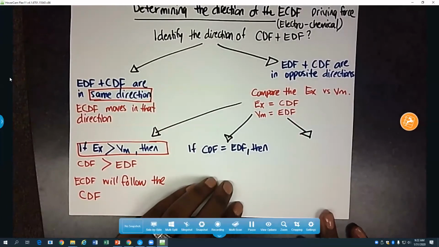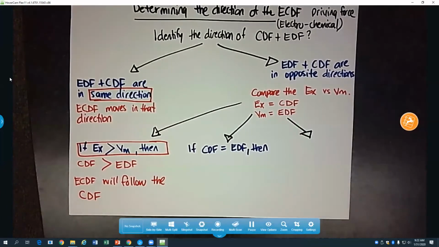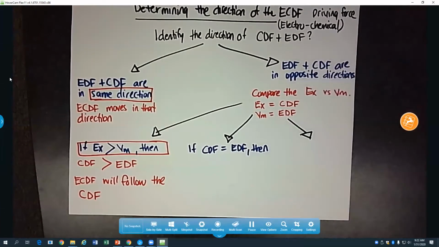So if the chemical driving force is equal to, and we know that it's opposite, the electrical driving force, what do we expect to see? What kind of electrochemical driving force? We talked about this, yes. Resting, right? So there's no net movement. We talked about that. The particles would be at equilibrium.